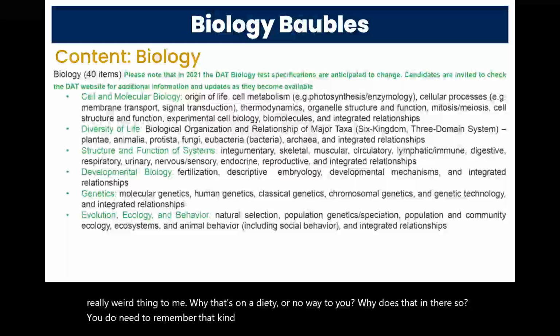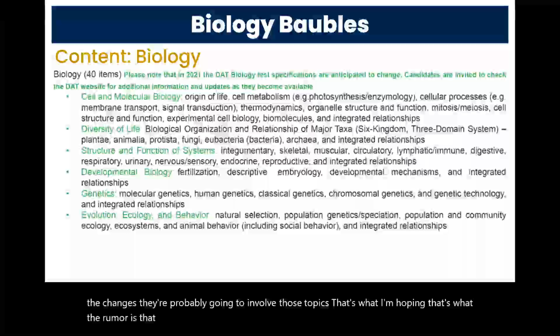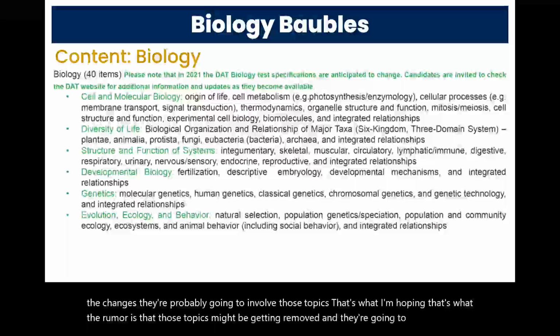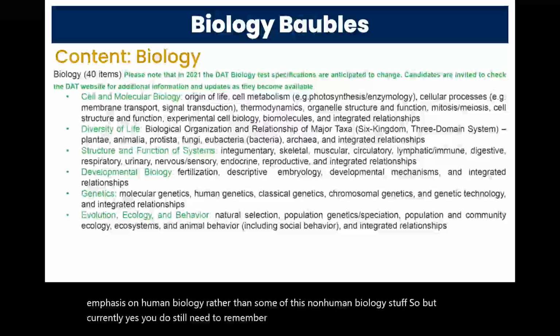Currently, what I'm going to guess is that the changes they're probably going to make involve those topics. That's what I'm hoping. That's the rumor, that those topics might be getting removed and they're going to put more of an emphasis on human biology rather than some of this non-human biology stuff. But currently, yes, you do still need to remember how photosynthesis works and how the Calvin cycle works for this test.